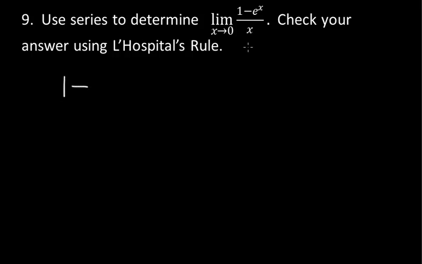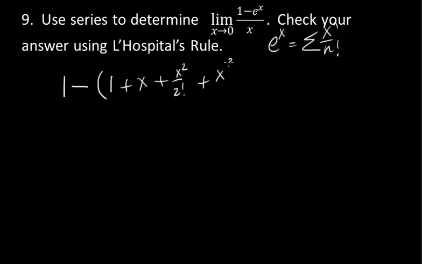1 minus e to the x is going to be very simple. e to the x is equal to the sum x to the n over n factorial from n equals 0 to infinity. So 1 minus that, well, let's write it out. Let's not use summation notation. It's going to be 1 minus, and then we'll write the series for e to the x. 1 plus x plus x squared over 2 factorial plus x cubed over 3 factorial plus x to the 4th over 4 factorial plus, and so on.